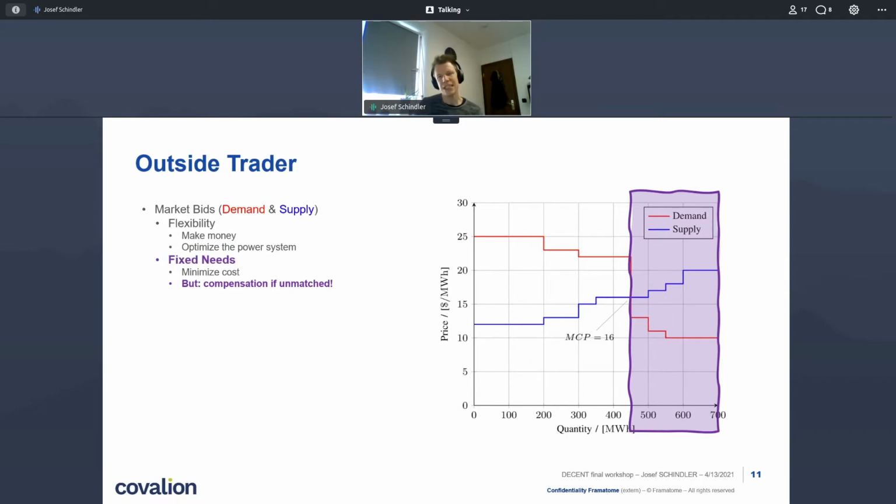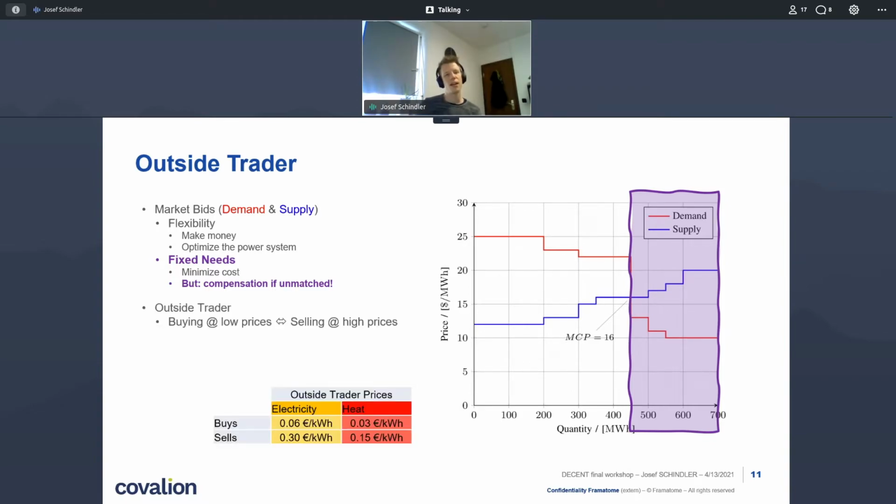But these fixed needs, if they are unmatched, as you can see on the right side, need to be compensated. For example, if a house needs 2 kilowatt hours and you place the bid for those 2 kilowatt hours, you cannot say afterwards, okay, 1 kWh is enough, because the people inside still want to watch TV or something like that. So in our scenario, we added the outside trader, and this outside trader is always buying at low prices and selling at high prices.